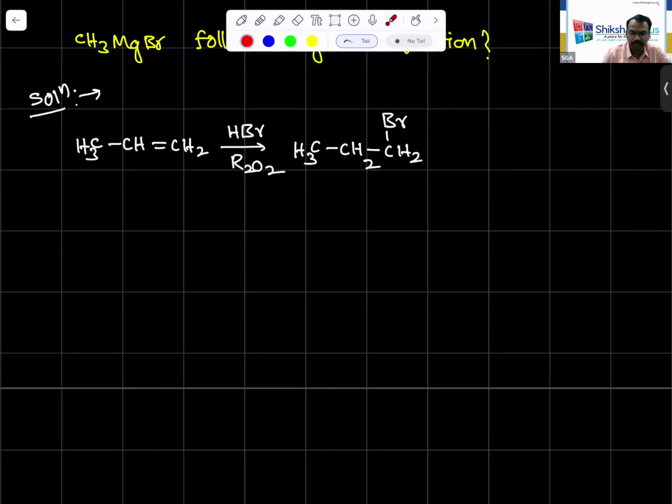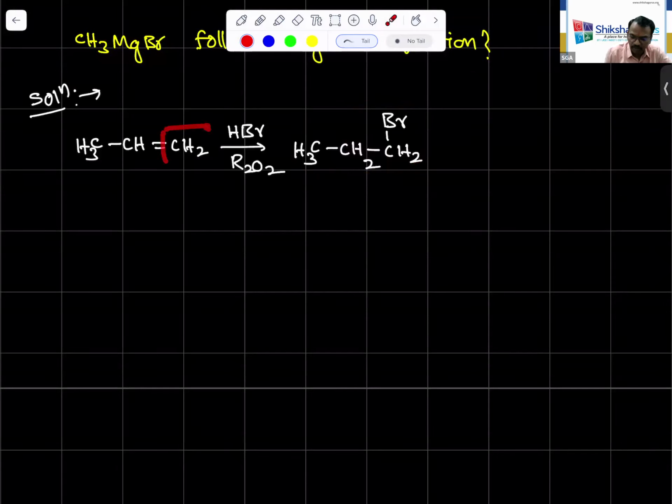What is the Anti-Markovnikov product? Here it is a primary carbon and it is a secondary carbon. We know one thing: in the presence of peroxide, the reaction follows a free radical mechanism. In the first step, the bromine radical attacks the alkene on the primary carbon. Therefore, it produces a secondary radical which is more stable. Now, in the next step, it will react with hydrogen. Therefore, we are getting primary alkyl bromide. Here it produces the anti-Markovnikov product.